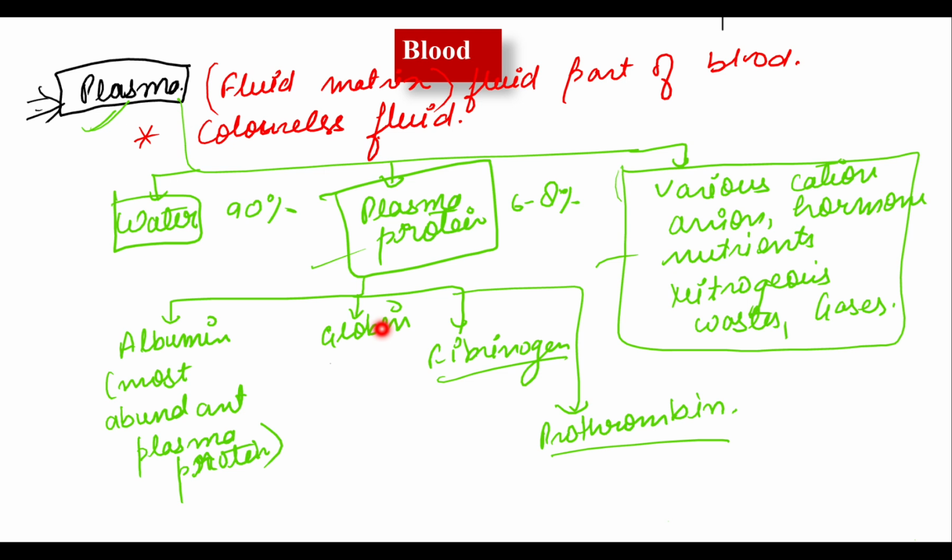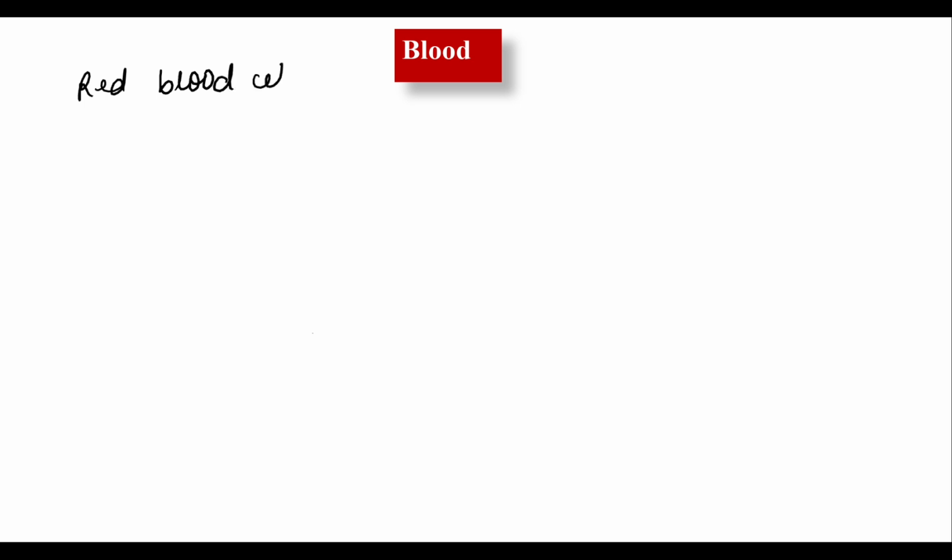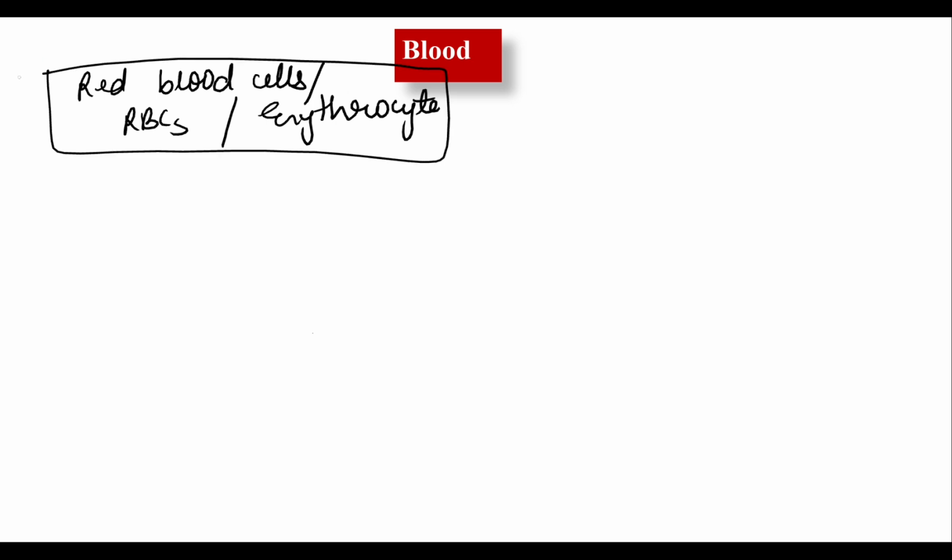And the red blood cells, white blood cells and platelets are immersed in this liquid called plasma, okay. Now let's talk about red blood cells. So now write down the heading: red blood cells, that is RBCs, which are also known as erythrocytes, okay. This is the first cell present in our blood, okay.